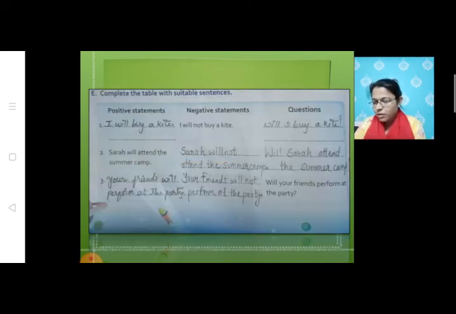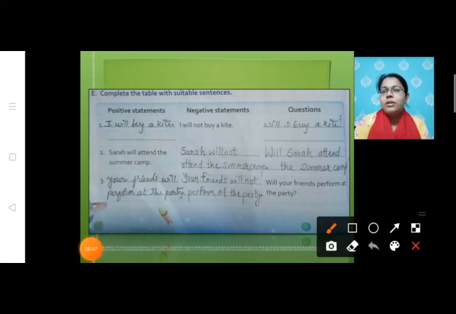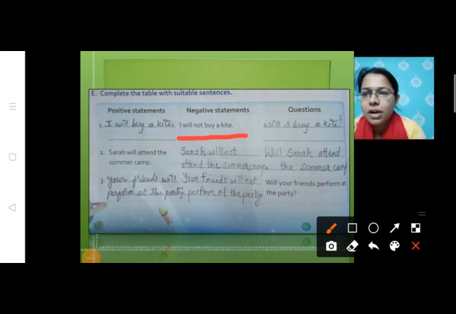Complete the table with suitable sentences. Here they have given one sentence in the column, whether it might be positive, negative or question, and on the basis of that one statement we have to form the remaining two forms of statements. So let's see the first one. In the first sentence, they have given the negative form: I will not buy a kite.